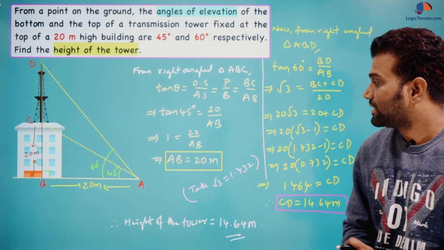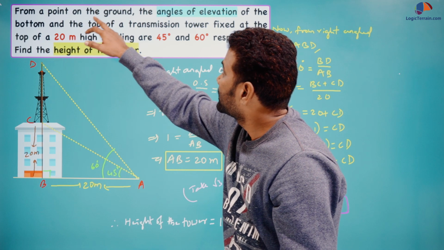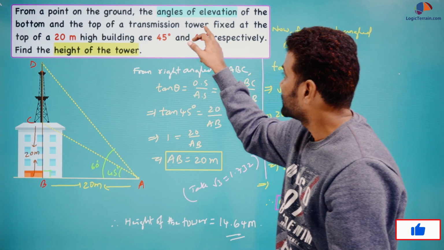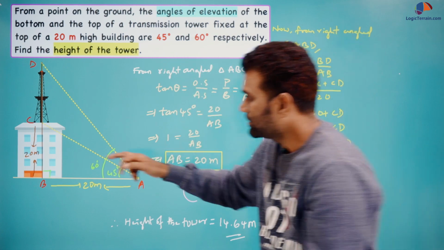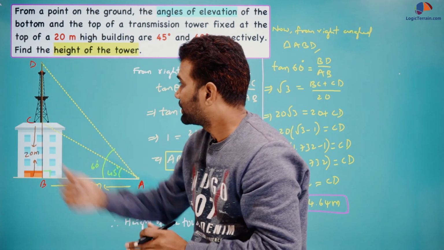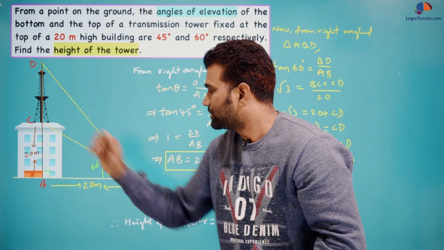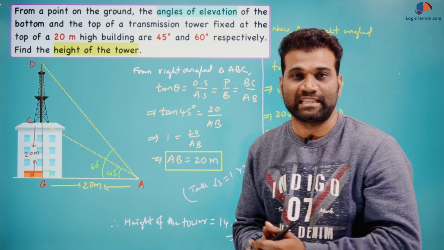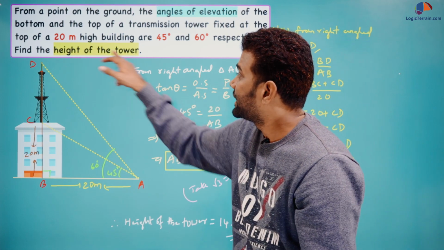Here is our next question, and another interesting one and another scenario as well. The question here is, from a point on the ground, the angle of elevation of the bottom and the top of a transmission tower fixed at the top of a 20-meter high building are 45 degrees and 60 degrees. Here there is a building whose height is 20 meters. On the top of the building there is a tower fixed, you can say like this. And from a point, if you observe the top and bottom of the tower, which are making with the ground the angles of elevation 45 degrees and 60 degrees, right? So this is the information, and from this we need to find the height of the tower.